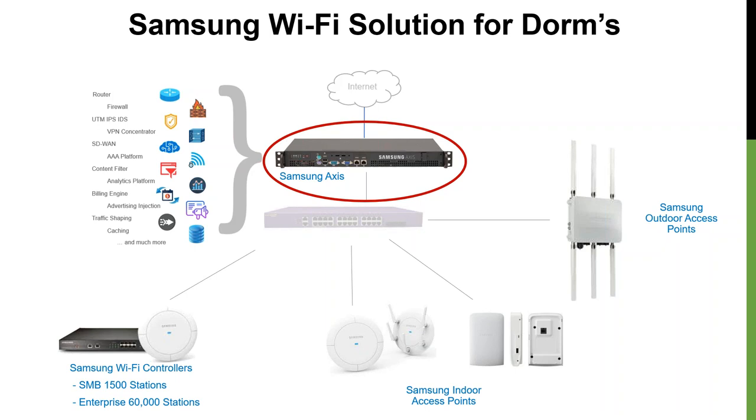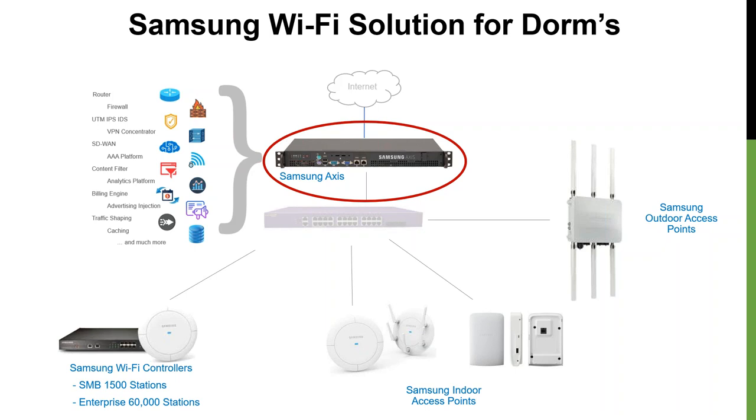We start the discussion by saying we don't want to do a hallway type of model. We want to do an in-room type of model. Sometimes you might even go with two APs inside a unit, if there are bedrooms in there that don't get good coverage. And then we have outdoor APs if you want to provide outdoor coverage. And then tying it all together is our Samsung Access solution, which is basically a software solution which takes care of all of these items.